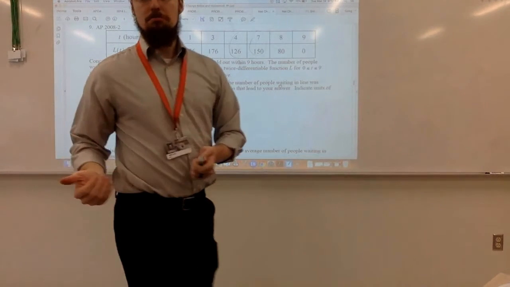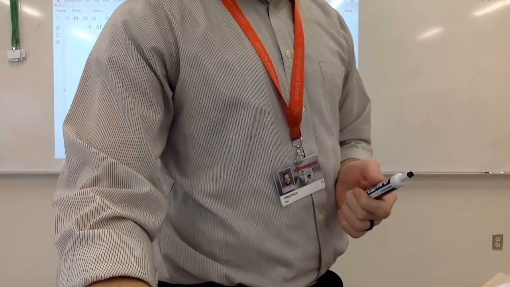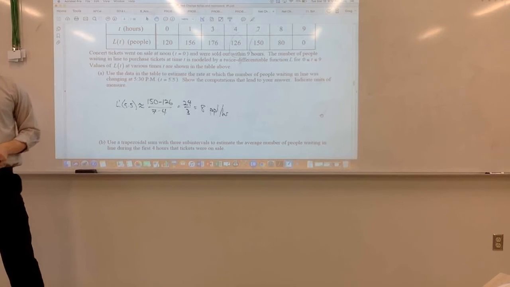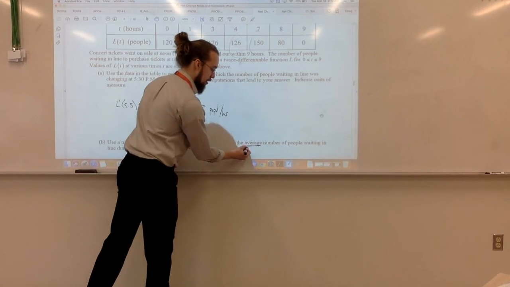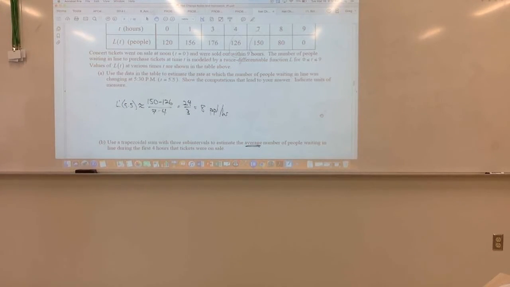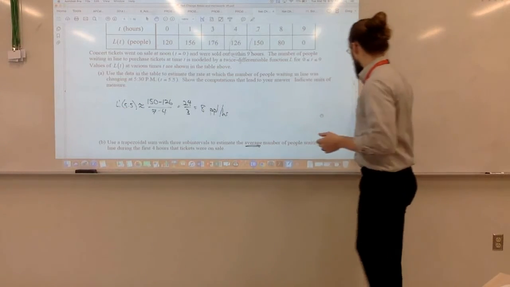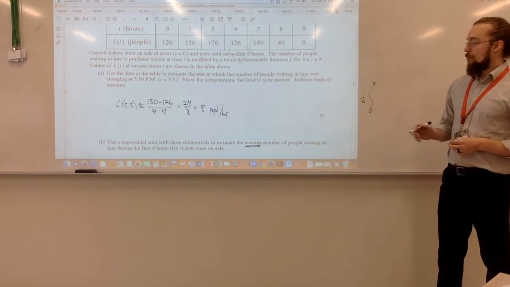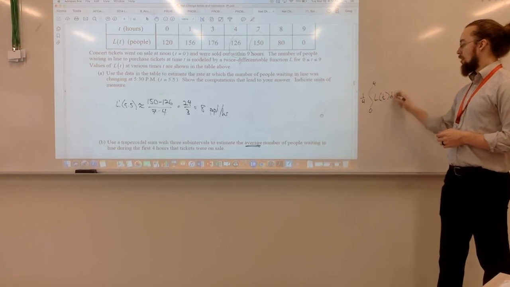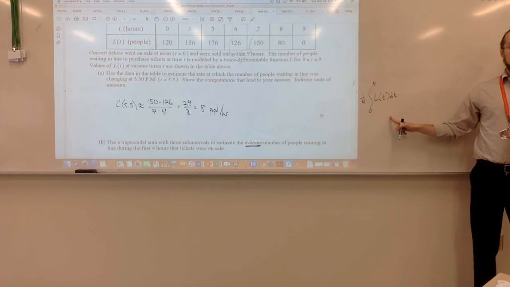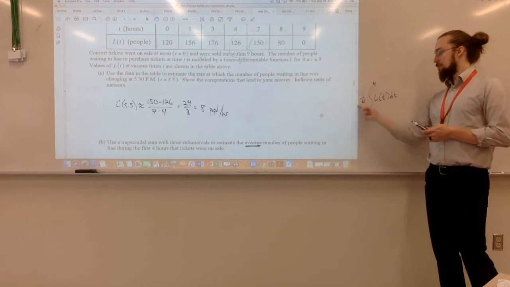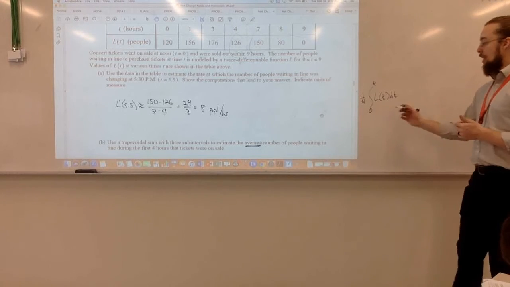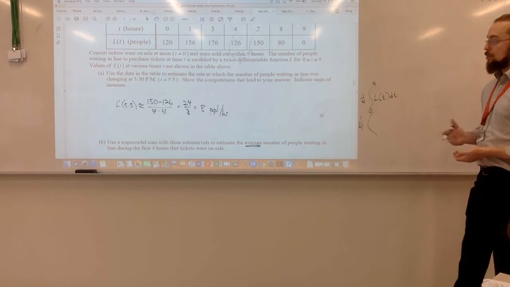Part B then says, take this data and use trapezoids to estimate the average number of people waiting in line during the first 4 hours. So this throws a little twist in there. They say, find the average number of people. So I'm setting up my integral and saying, I'm going to have 1/(4 - 0) times the integral from 0 to 4 of my function. But they tell us to estimate this with trapezoids, right? The thing that may be tricky that people would forget is to multiply our estimate by 1/4. That's what will give us the average value. So I would say 1/4 times my trapezoids.